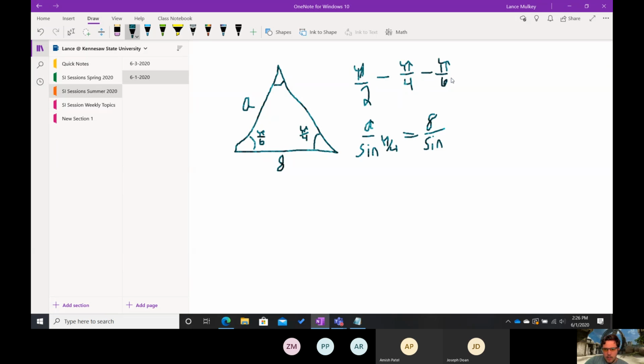So A over sine, so 8, and you got to solve for this. So I do pi over 1/2 minus 1/4. I think that's right.